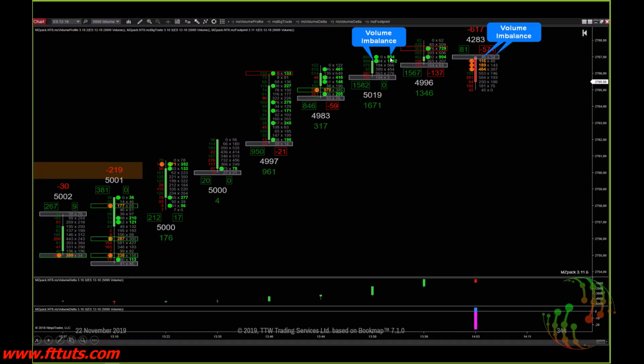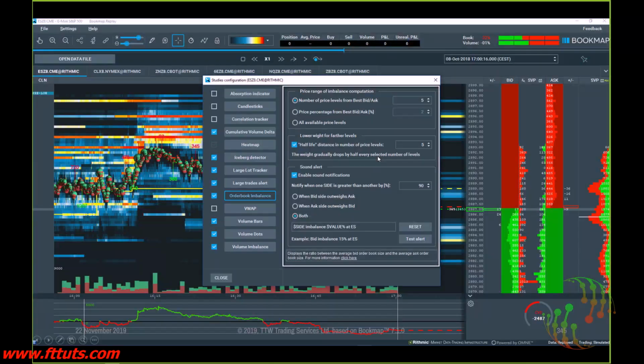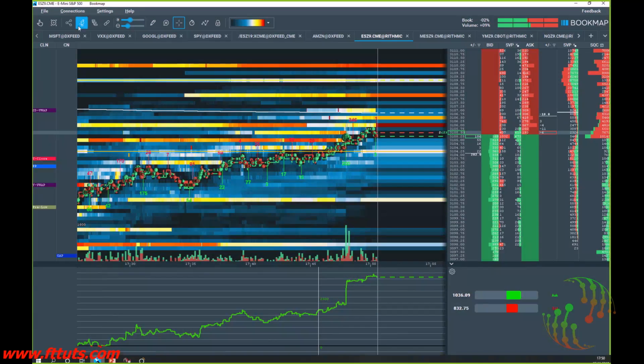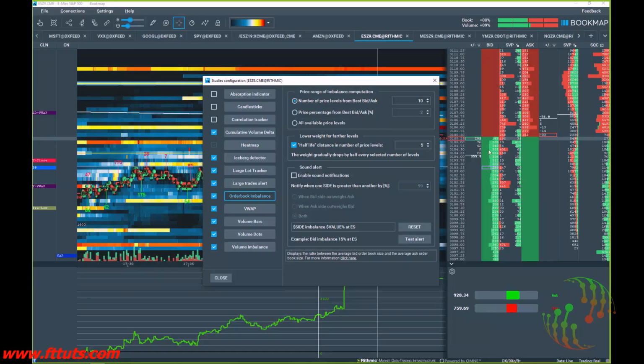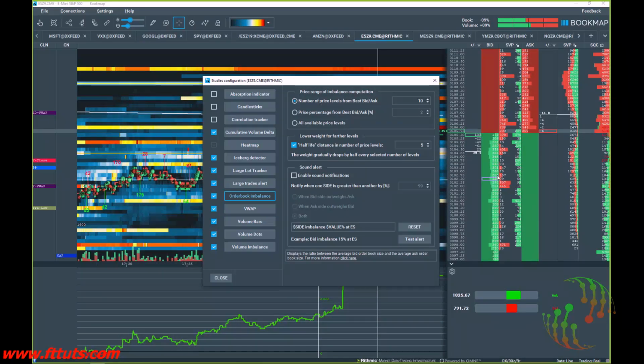That means 804 versus 343, or vice versa, 84 versus 54 versus 116. This is an extreme volume imbalance. You can set this volume imbalance in the order book imbalance settings. The price range of imbalance computation is the first 10, that means I'm looking at the last 10 price levels, weighting the last 5 levels more than the remaining levels.